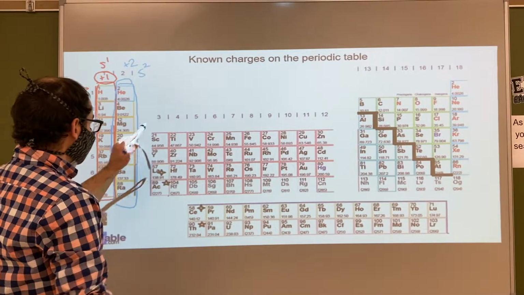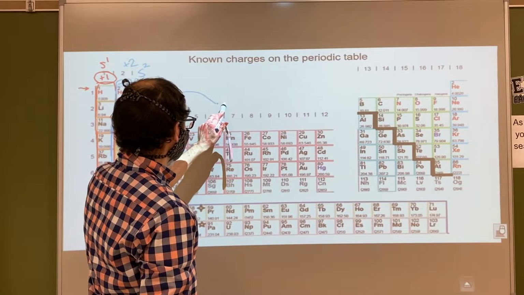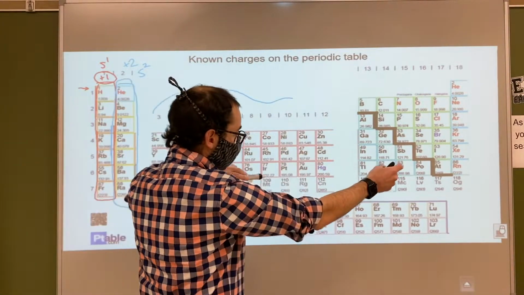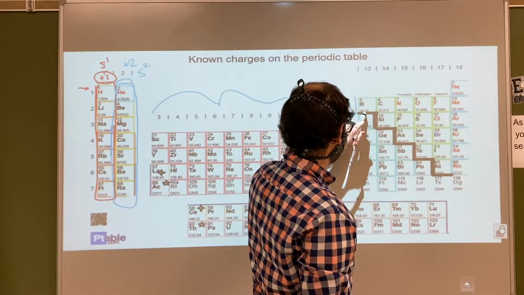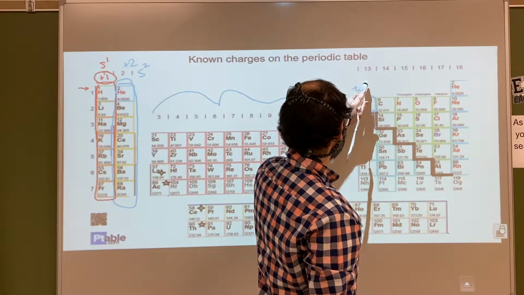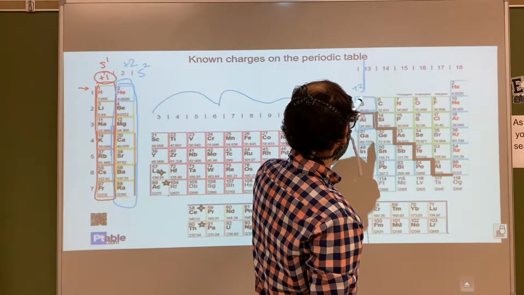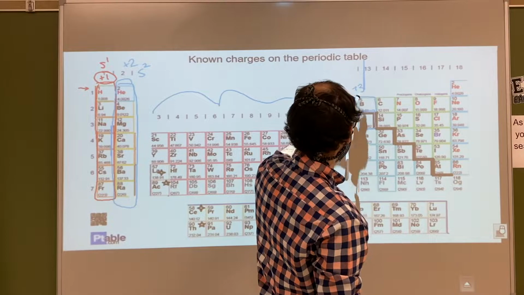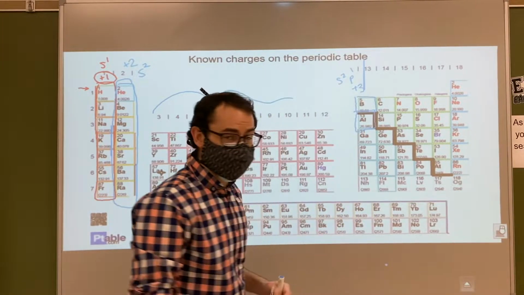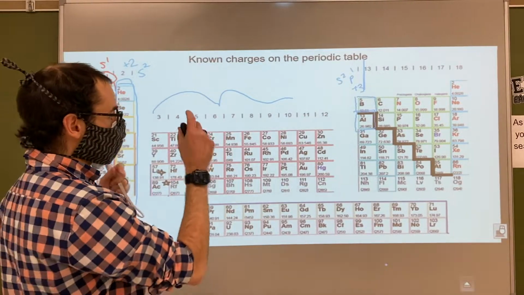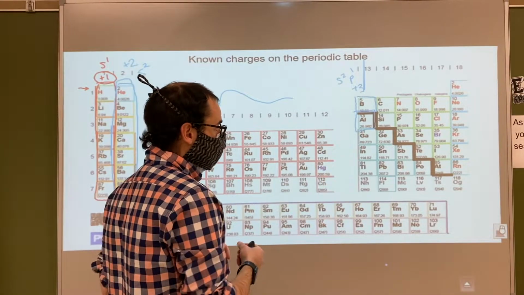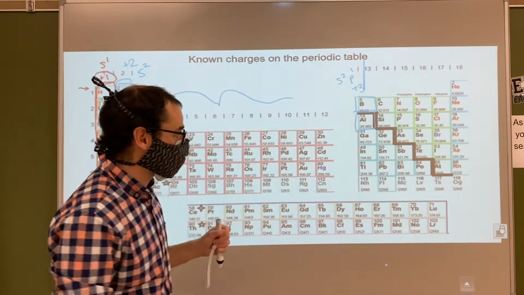Okay, these are the transition metals. We're going to spend some time going through these in a bit. But if we jump over here, boron and aluminum are going to be +3. The reason for that is because they have s2 and then p1. That's their valence shell, so they have 3 electrons there.